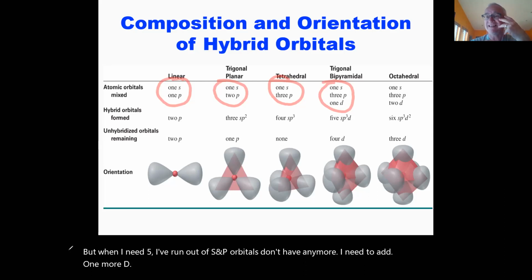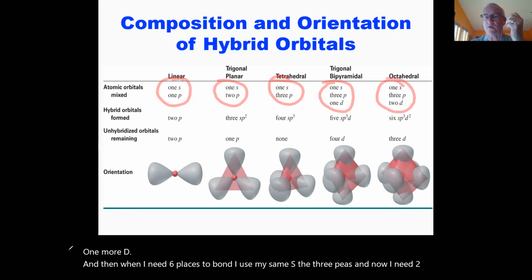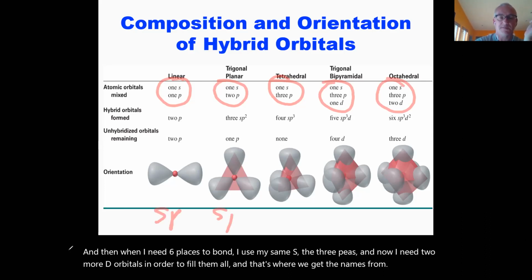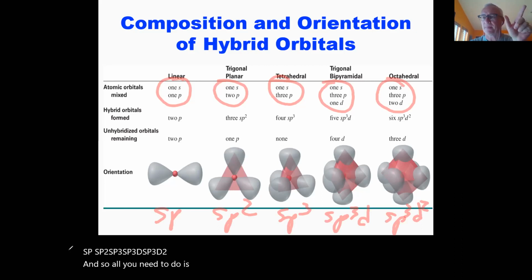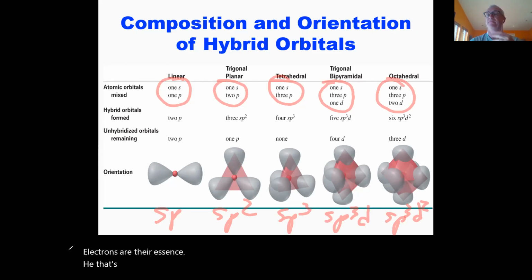And then when I need 6 places to bond, I use my same s, the 3 p's, and now I need 2 more d orbitals in order to fill them all. And that's where we get the names from: sp, sp2, sp3, sp3d, sp3d2. All you need to do is add the numbers up and see how many equivalent orbitals there are. s and p, that's 2. sp2, that's 3.